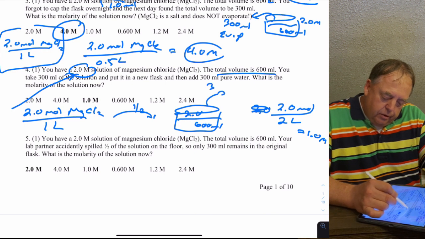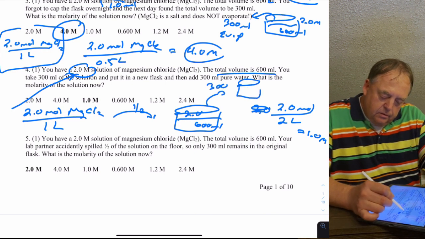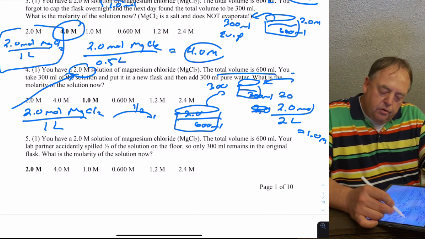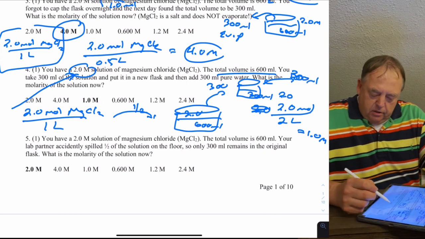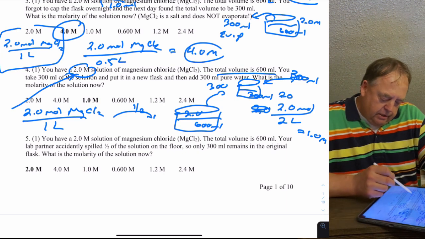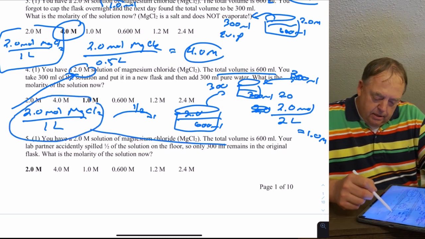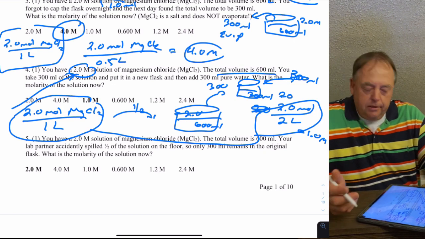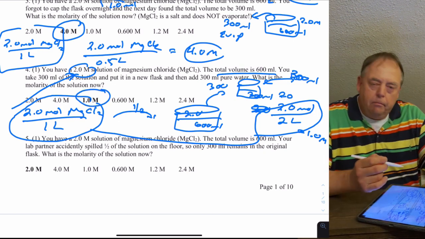And if you took out 300 mL, it's still 2 molar, and then put another 300 mL in. So basically what you've done is you've simply doubled the volume. So that's why I say you could simply think of it like that. If you simply double the volume, you halve the molarity. So the answer here would be a 1 molar solution.